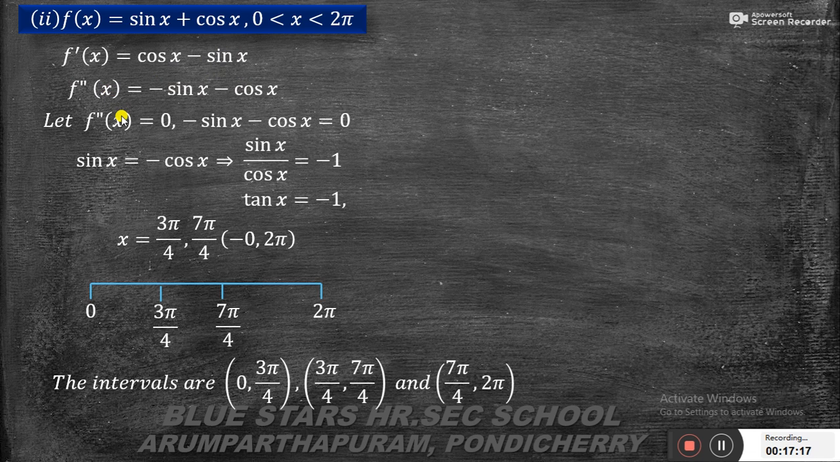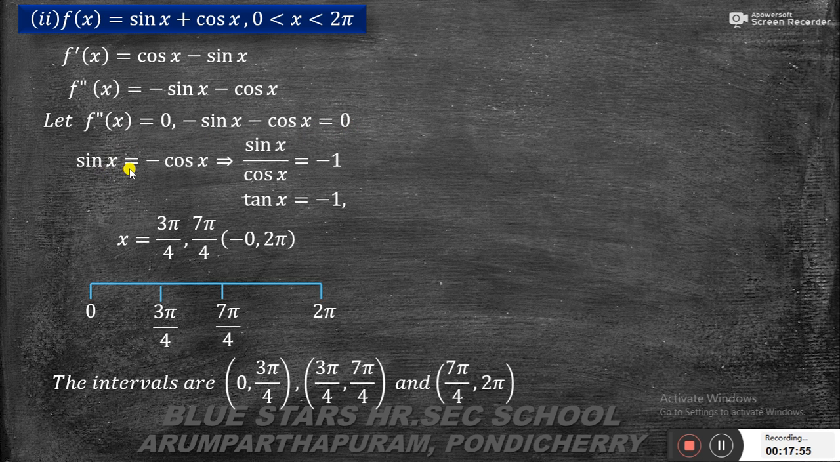Now we find out the interval. Finding the interval means we take f double dash of x equal to 0. From this we will find out the interval. So here I consider f double dash equal to 0 because we find out the intervals. For that reason I take f double dash of x equal to 0. Concavity is checked from the f double dash of x. So minus sin x minus cos x equal to 0. In the next step I write minus cos x on the RHS, so minus sin x equal to cos x.